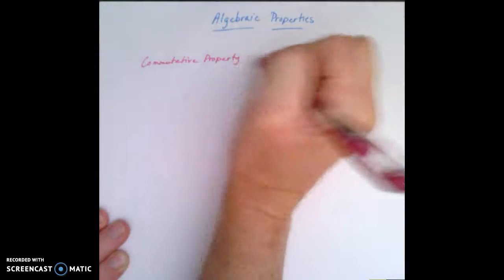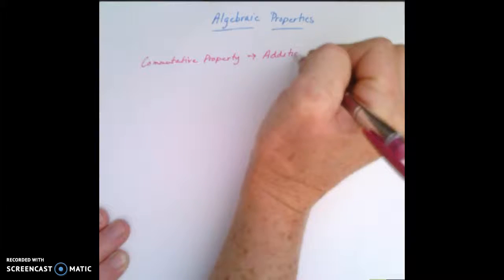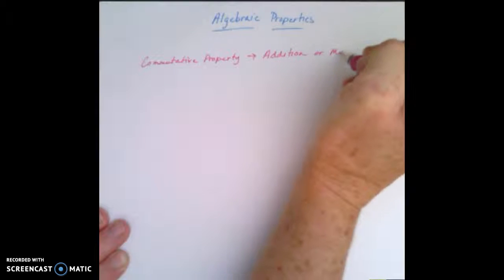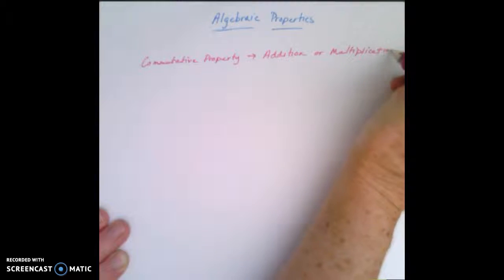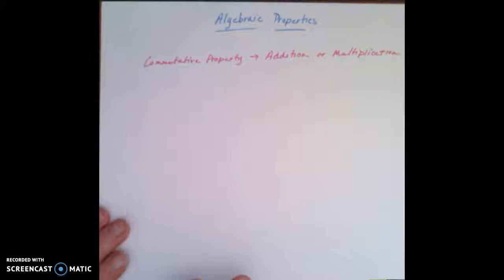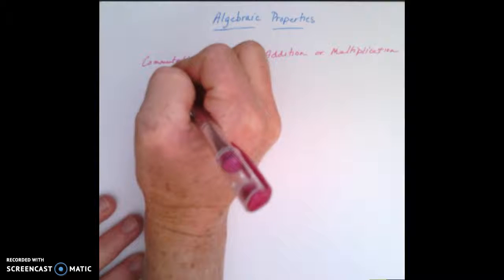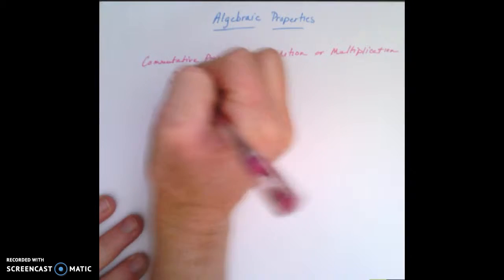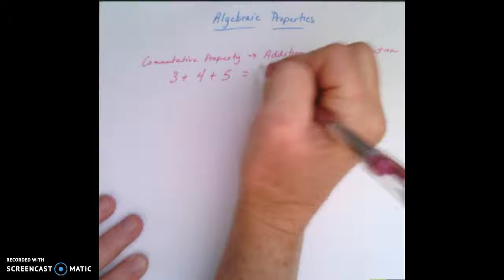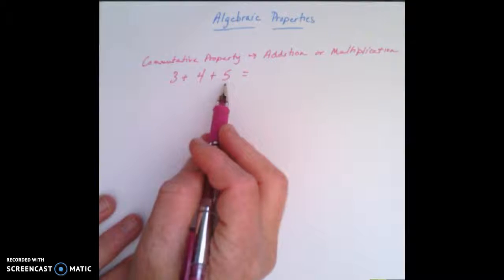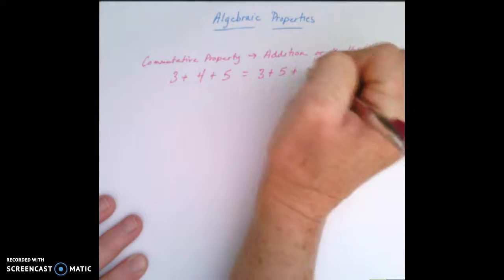And the commutative property only works when we are looking at addition or multiplication. This is what the commutative property looks like. If we have 3 plus 4 plus 5, the commutative property tells us that we can move a term. So we would have 3 plus 5 plus 4.